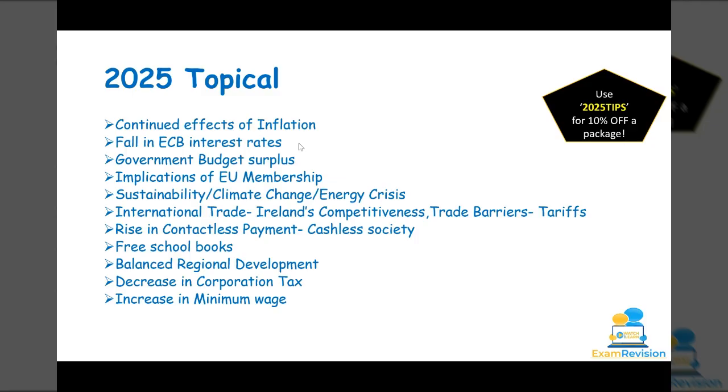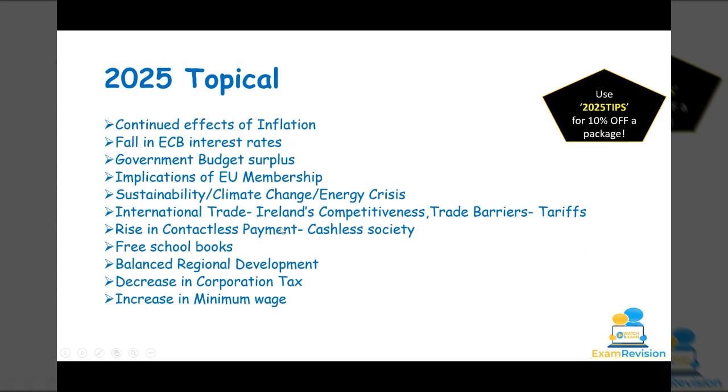Implications of EU membership, again, topical enough, especially with tariffs and things like that. They could link all these questions together. You could look at the positives of EU membership and also maybe the negatives or disadvantages of it. Sustainability, climate change, energy crisis, every year you kind of have to look at that. It's always topical. What can government do to improve it? We're not hitting our Paris Agreement targets. What can we do to do that?